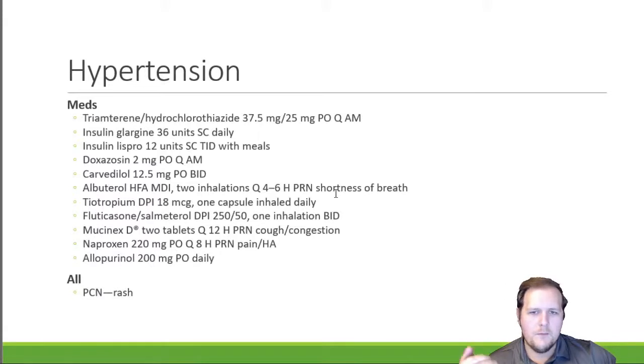Albuterol, tiotropium, fluticasone, salmeterol, again, going to be used for the COPD. He's on Mucinex D. If you recall back from the ENT section, we talked about that. Mucinex itself is guaifenesin, and if you ever see a D on something over-the-counter, that usually means it contains dextromethorphan. So a cough suppressant along with a mucolytic there. And then naproxen, which we know is an over-the-counter NSAID, and allopurinol, which is something we'll see used for gout.